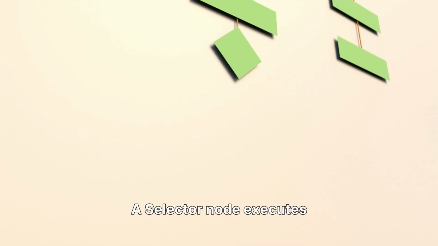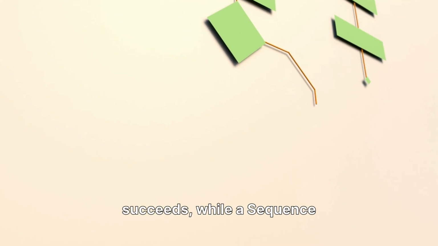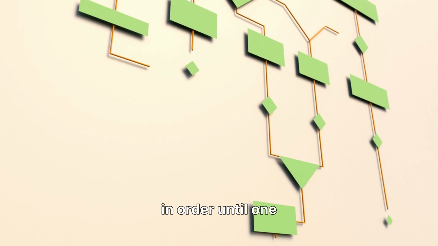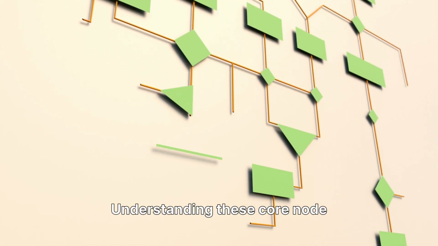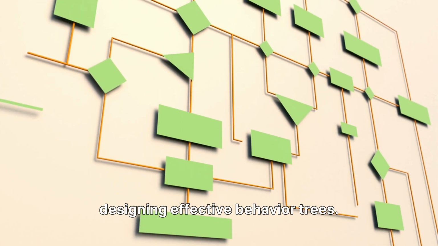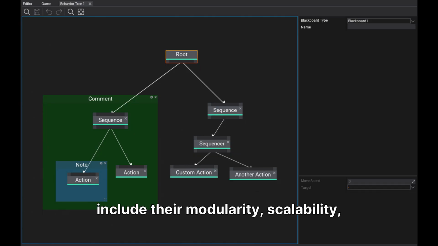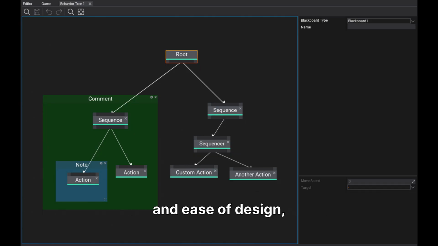A selector node executes child nodes until one succeeds, while a sequence node executes child nodes in order until one fails. Understanding these core node types is key to designing effective behavior trees. The advantages of BTs include their modularity, scalability, and ease of design, testing, and debugging.